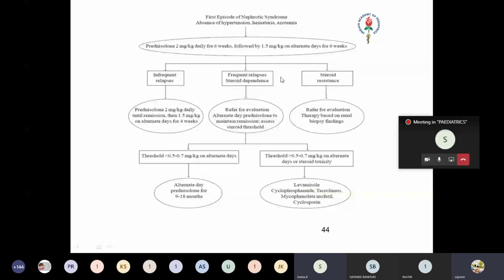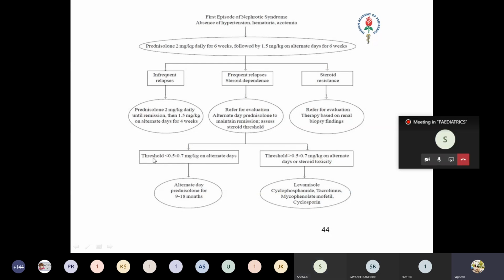Such cases we will refer for evaluation, with alternate day prednisolone. Such cases we'll start with when the baby relapses very frequently. Alternatively we'll start with prednisolone to maintain the remission. The aim is to maintain the remission status. Remission means the urine should be free of albumin. Then assess the steroid threshold levels. This is very important. We have to assess the threshold level regularly.